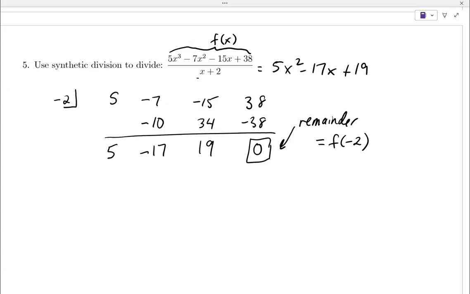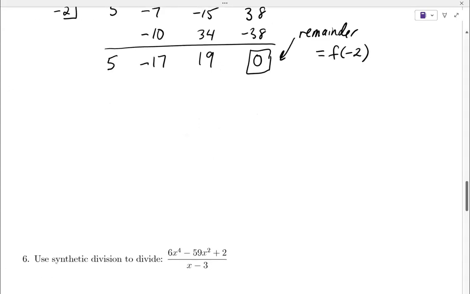This is leading into what we're going to do in the next section to find zeros. Remember, when you plug a number into a polynomial and get 0 out, that's what we refer to as a 0 of the polynomial. We're going to use synthetic division to help us find these zeros a little bit faster. So let's see if we can do the next one.